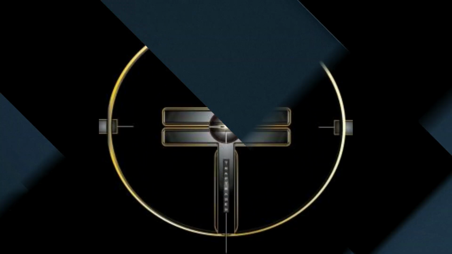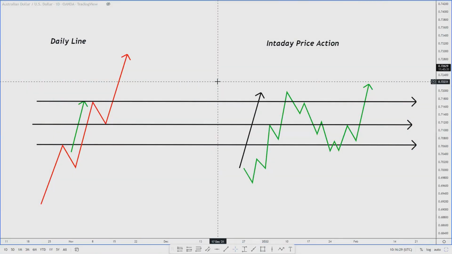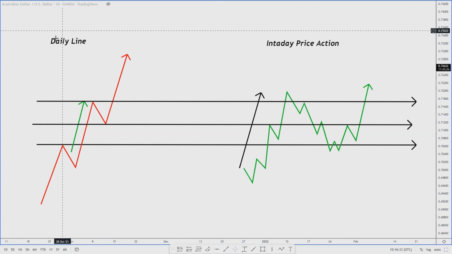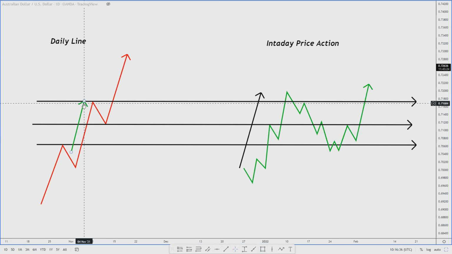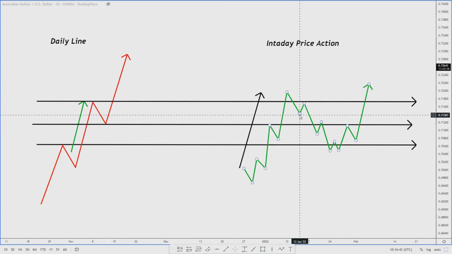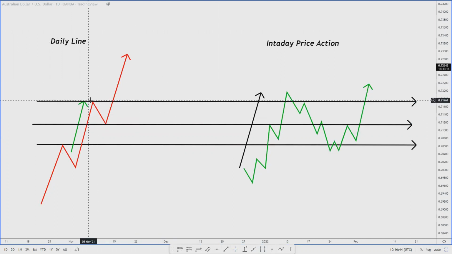Trap traders. The daily line and intraday price action. The first thing that we do when we're looking at a chart is we look at the daily time frame and find daily structure using the daily line. Now, the difference between the line chart and the candlestick chart is that the daily line chart only tracks opening and closing price for the day.